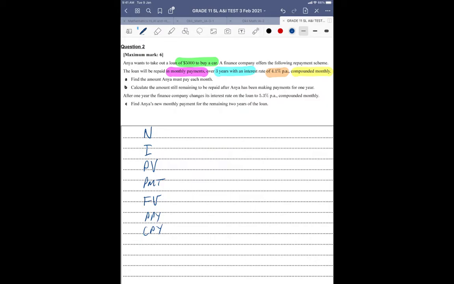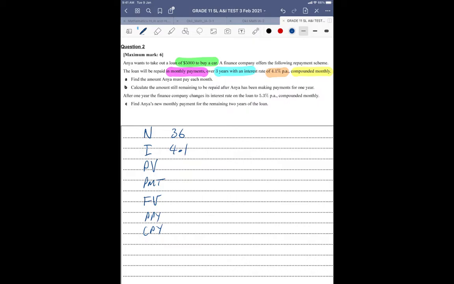N is the number of repayments. Everyone just about got this right. It's 3 years, and notice it's compounded monthly with monthly repayments. So this is 36, 3 times 12. I, the interest rate, is just 4.1. They want to know the yearly interest rate. You don't have to break that down into divided by 12 for monthly. The calculator sorts that out.